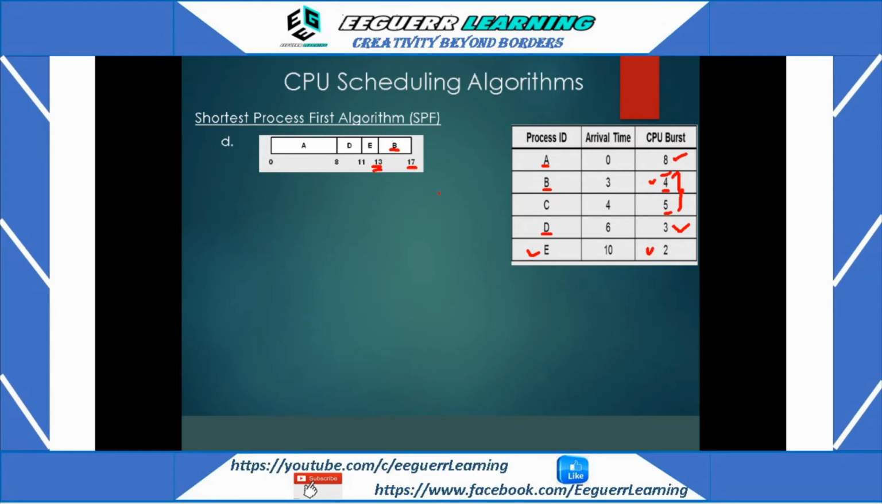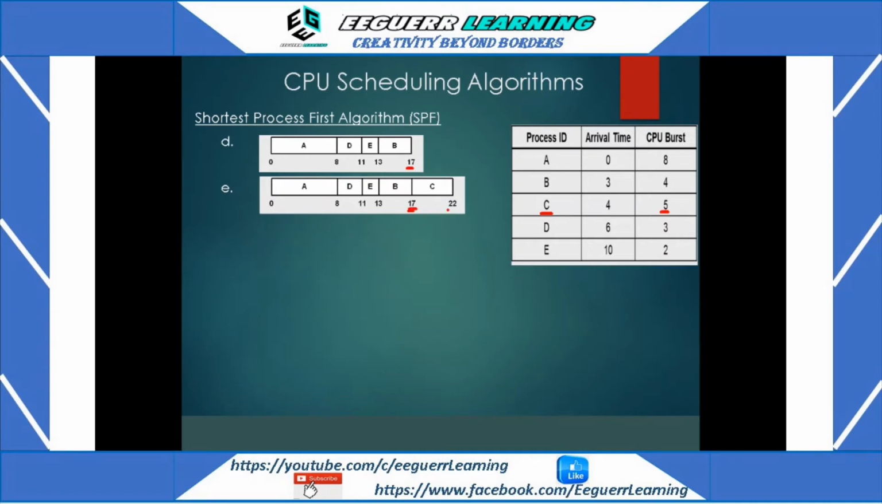Okay, so next, here. So we're done with 17, and here is 17. And the last process that we're going to schedule is process C. Okay, and it has a CPU burst of 5, and it will be added here. 17 plus 5 will give us 22. Okay, so let us proceed with the computation.